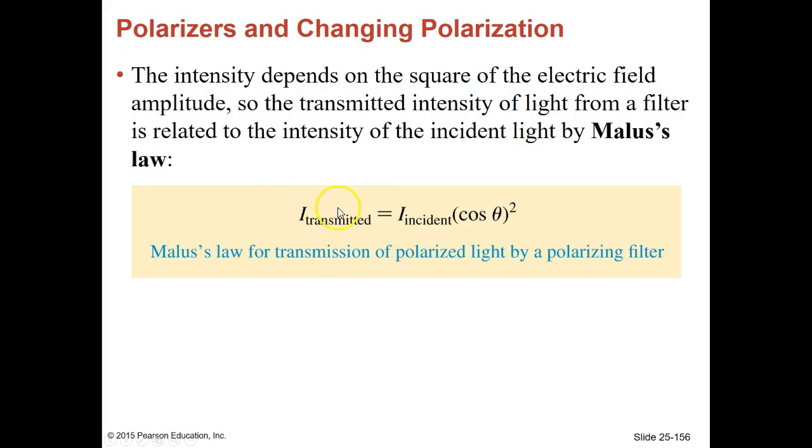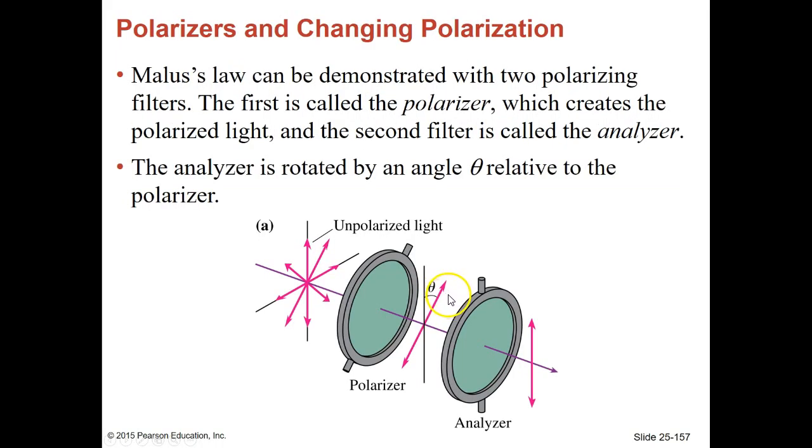If I want to know the intensity of light, we can use Malus's Law. This just says that the transmitted light should be equal to the incident light times the cosine of the angle squared. And that is Malus's law for transmission of polarized light by a polarizing filter.